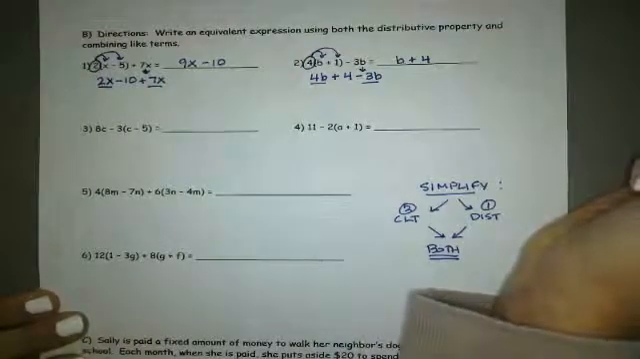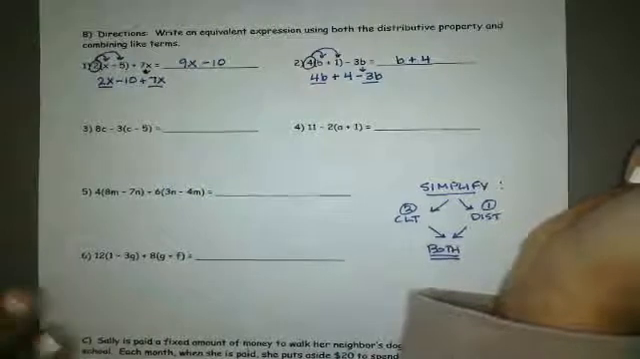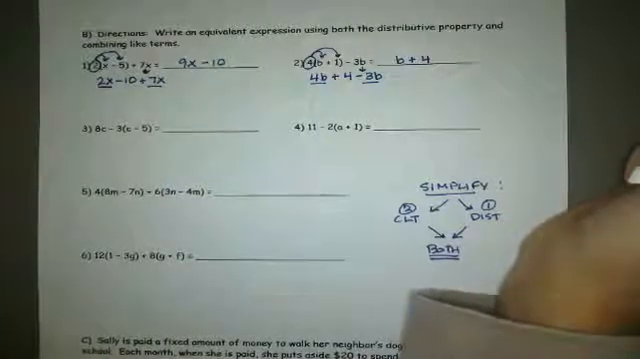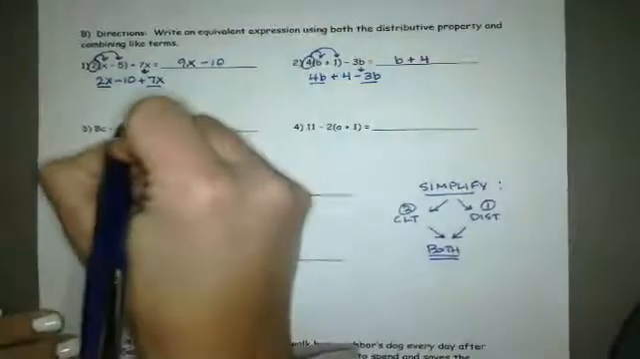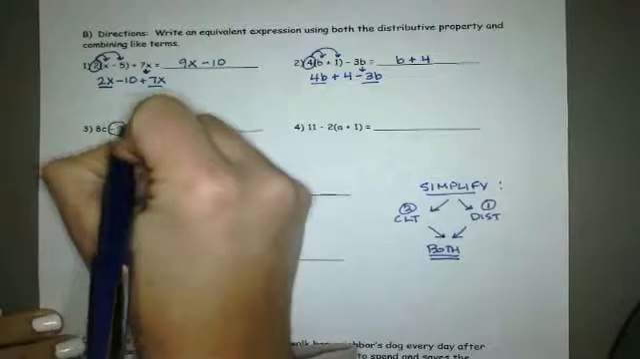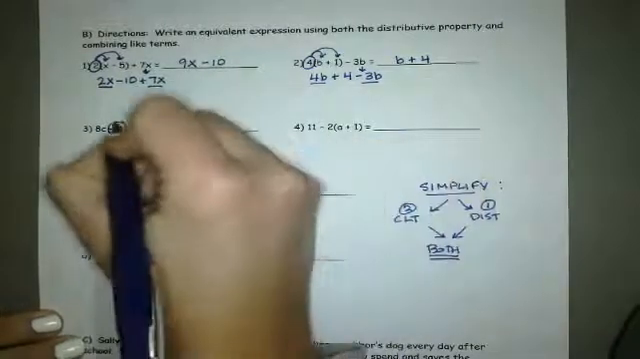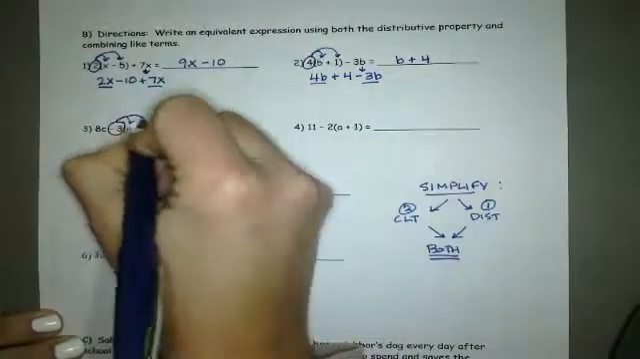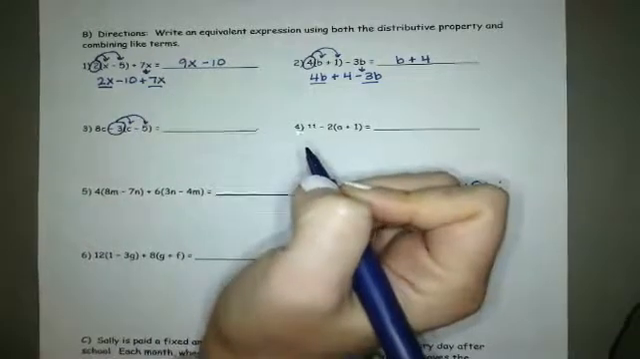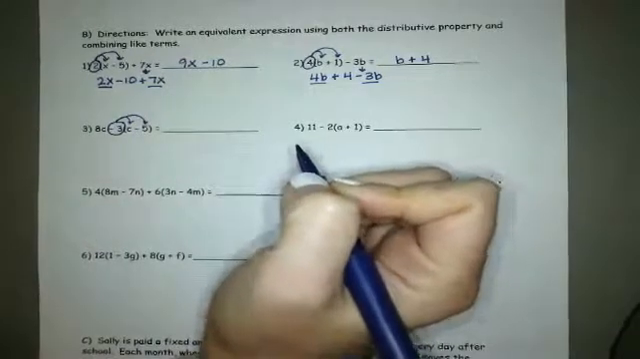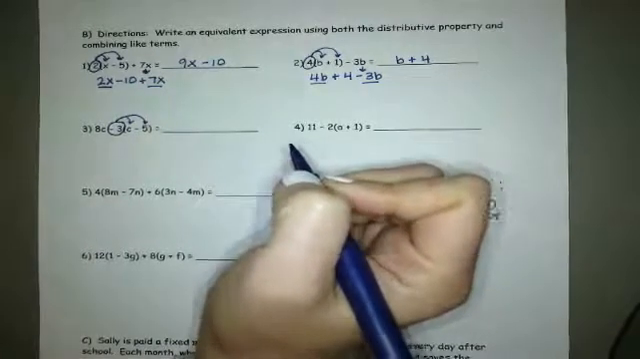Number 3, you have to be very careful. You have to ask yourself, what is being distributed? What is right outside the parentheses? And the answer to that is negative 3. That is what is being distributed. And it's not just the 3, it's negative 3. It's so important that you circle that.